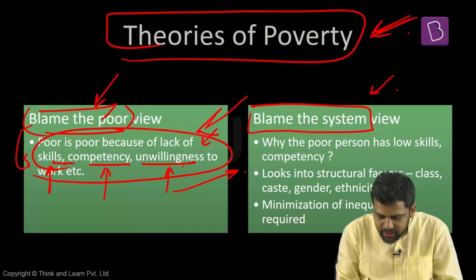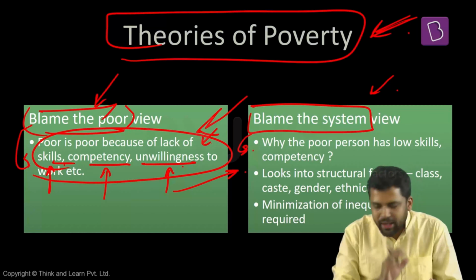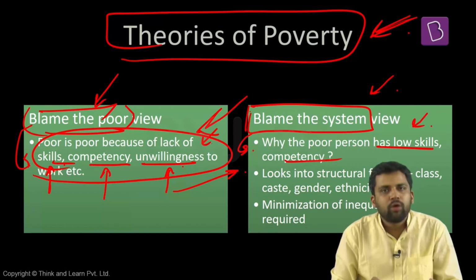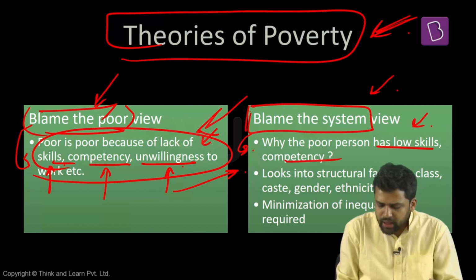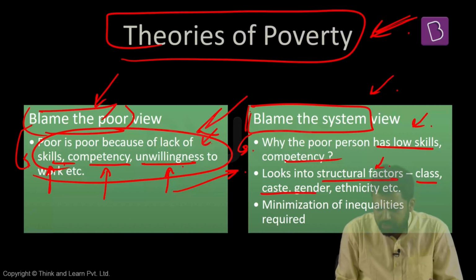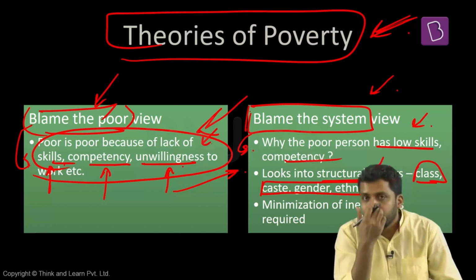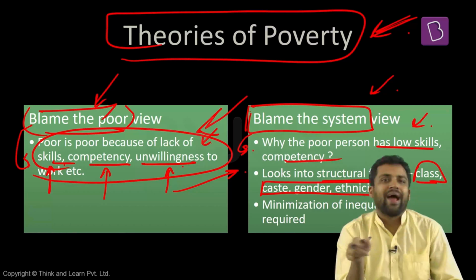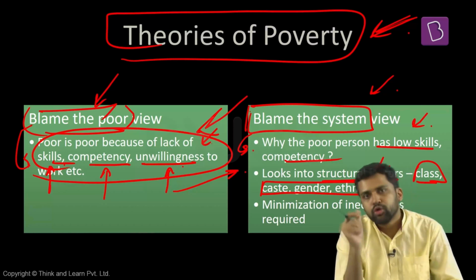So blame the system tries to look at it from this angle. Maybe the structure is such that the poor person could not acquire skills or get competency. So the blame-the-system view looks at structural factors, for example class, gender, and ethnicity dimensions, all of which we'll see. For example, women in India, and not only India, world over, are more poor as compared to their male counterparts. So there is a gender dimension of poverty.